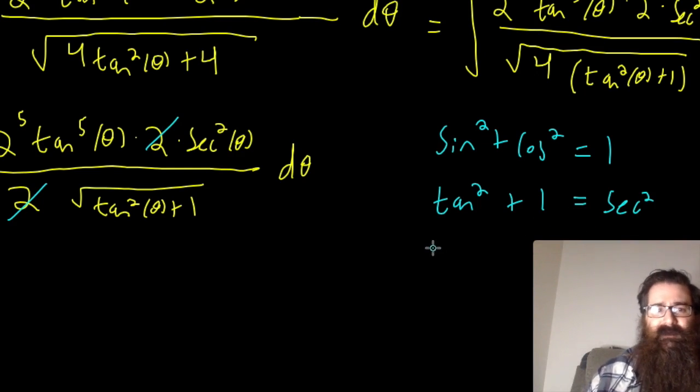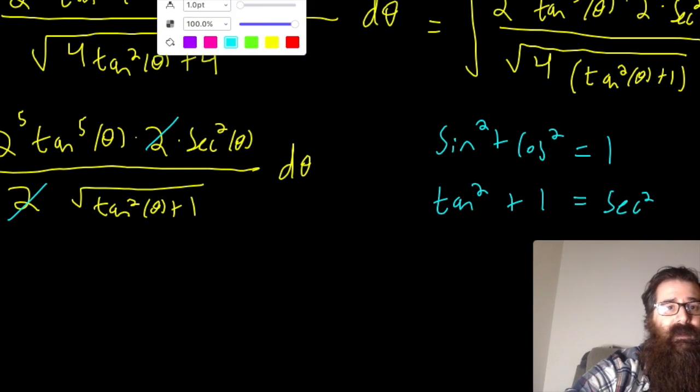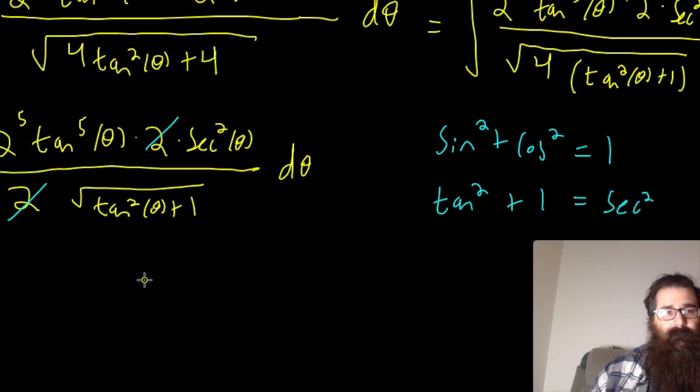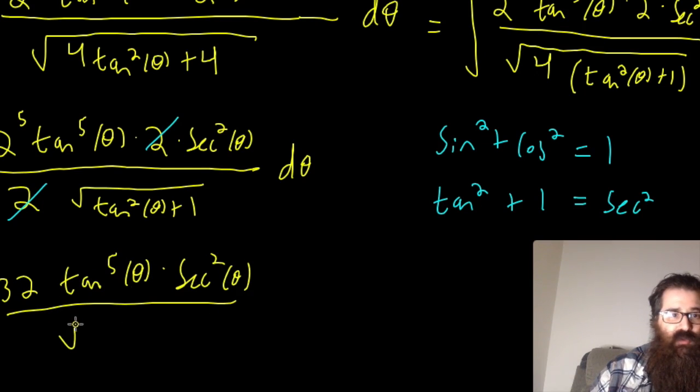And these are those identities that we're comfortable with and familiar with. And what I can do is replace tangent squared of theta plus 1 with secant squared of theta. So if I go back here, let me get the yellow chalk. I have the antiderivative of 2 to the fifth, what is that, 32? Let me just jot that down. Tangent to the fifth theta, secant squared theta, all divided by square root of tangent squared plus 1, which is going to give me secant squared of theta, d theta.